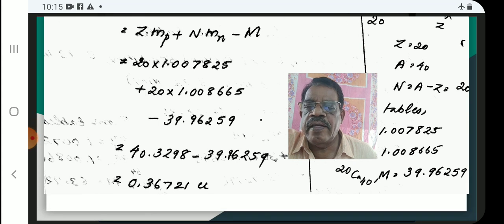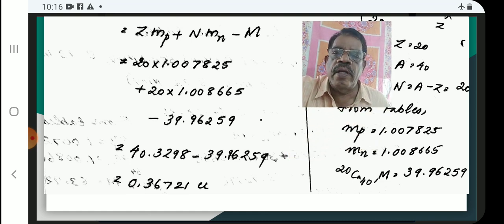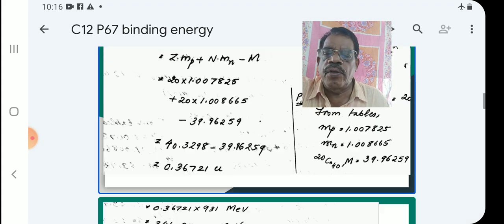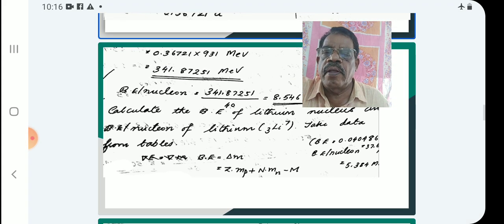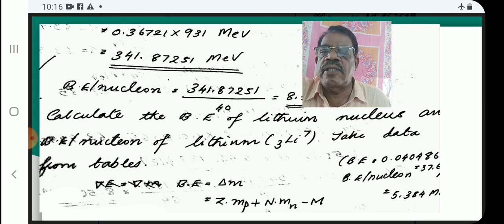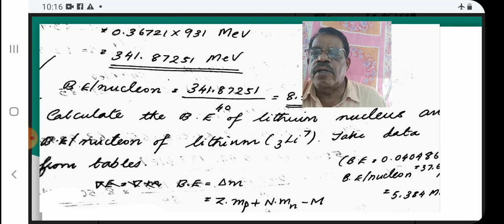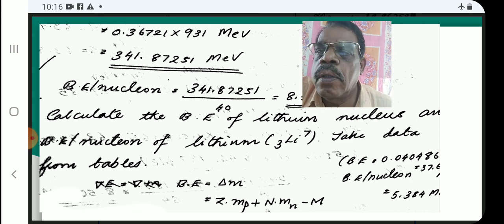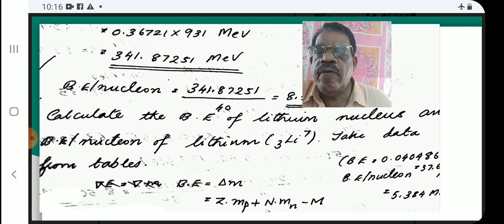That we get as 40.3298 minus 39.16259 equal to delta M, 0.36721 U. That is the mass defect or binding energy in U, in atomic unified mass unit. That is equal to 0.36721 into 931 MeV, equal to 341.87251 MeV.